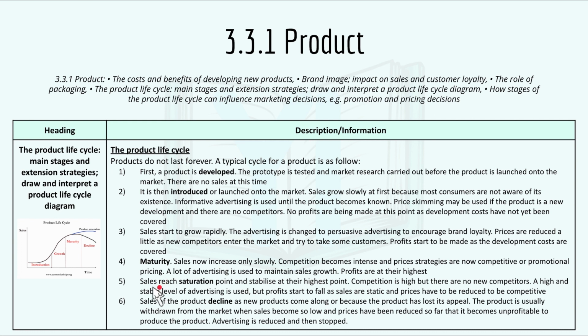Number 5, saturation. Sales reach saturation point and stabilize at their highest point, and competition is high but there are no new competitors, and a high and stable level of advertising is used, but profits start to fall as sales are static and prices have to be reduced to be competitive. Number 6, the sales of the product decline as new products come along or because the product has lost its appeal, and the product is usually withdrawn from the market when sales become so low and prices have been reduced so far that it becomes unprofitable to produce the product, and advertising is reduced and then stopped.